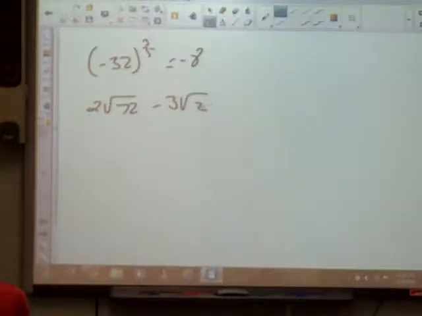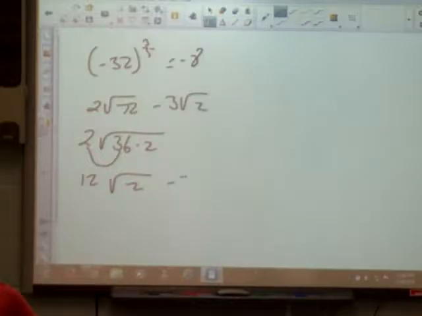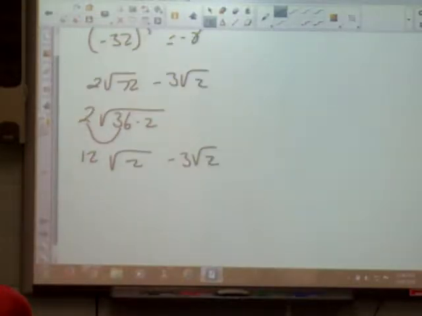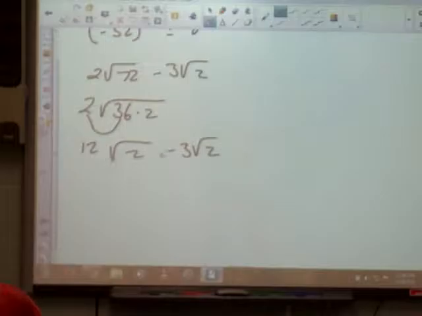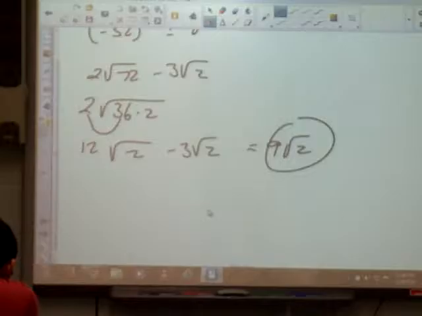I can't break 2 down, so maybe if I could break 72 down to have a 2 in it, they can become like terms. 72 is the same as 36 times 2. And we did that earlier in the year a while ago. That's handy though because 36 is a perfect square. What's the square root of 36? 6. So we bring a 6 out there with that 2 and multiply those. That makes 12. Then we still got square root of 2. Drop down your minus 3 square root of 2. Now it's like terms. 12 of these minus 3 of those gets us 9 of those.